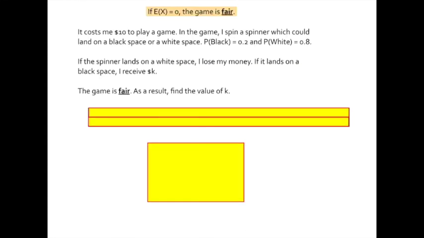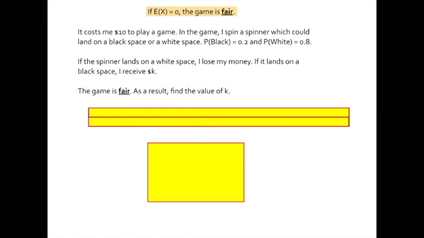Let's look at a slightly harder example that involves this idea of having a fair game. So it costs me $10 to play a game. In the game I spin a spinner, which could land on a black space or a white space. The probability that it's black is 0.2, the probability it's white is 0.8. If the spinner lands on a white space, I lose my money. If it lands on a black space, I receive K dollars.